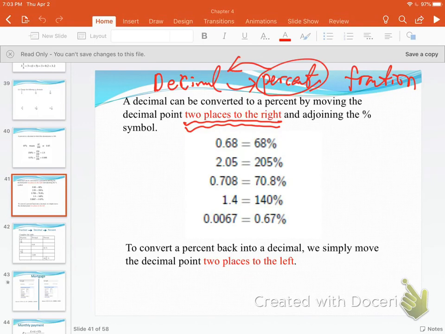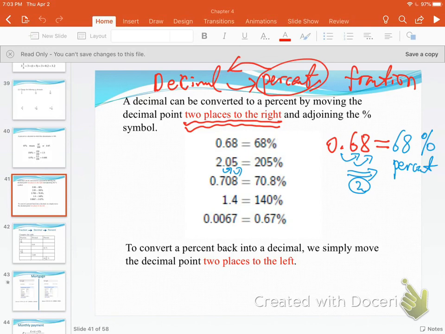So if you are given a decimal number 0.68, how can you change this to a percent? You just move the decimal point 2 places to the right. You got 68, and then you add a percentage notation because we want a percent. 2.05, 2 places, you got 205, 205%. And this one you got 70.8%.